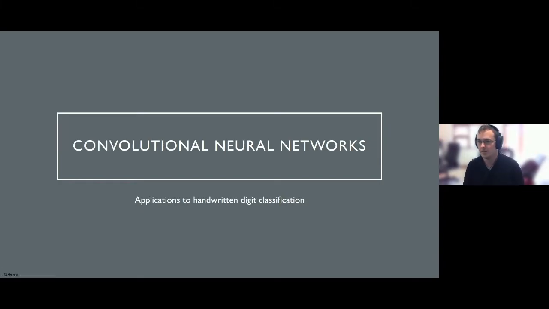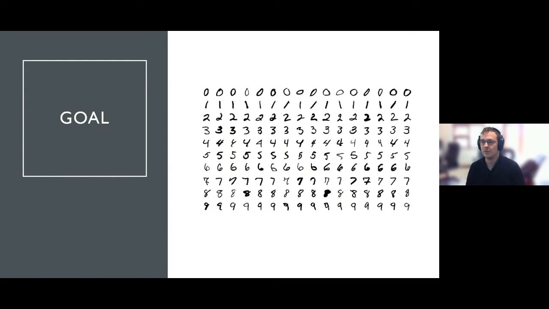So today I'm just going to talk about convolutional neural networks and their application to handwritten digit classification. I will first start with an overview of our goal. As you can see, these are a bunch of handwritten digits, which, as people, if you see these, you immediately recognize that they are numbers and what numbers they are.